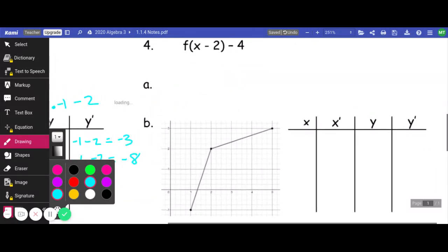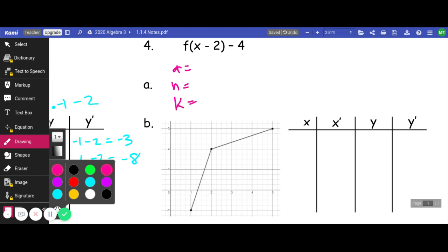What if I just give you a graph? You are going to do it the same exact way, but now you're not given points. So let's stick with the pink as the original. So A, H, and K. So A, there is none. H, remember, it's opposite. So it's a 2, so it moves right. And then negative 4, so it goes down. So your graph should eventually go right and down.